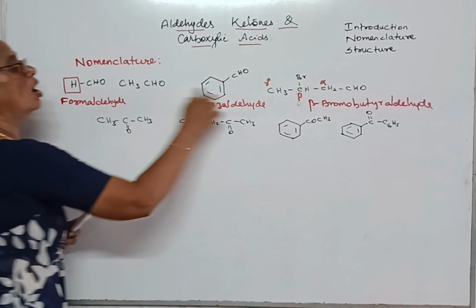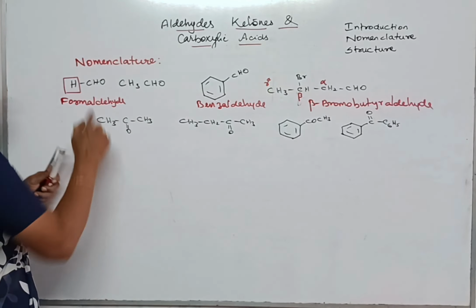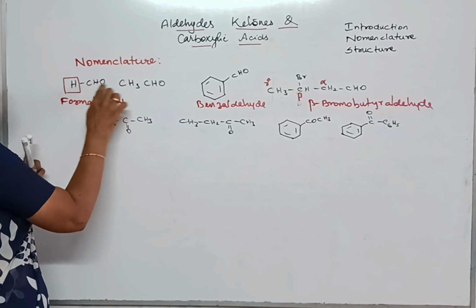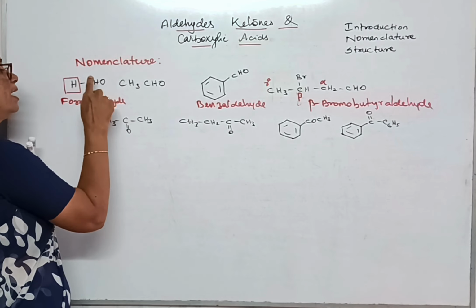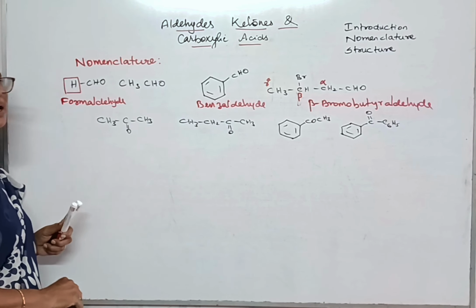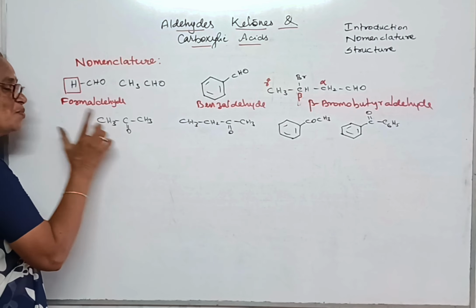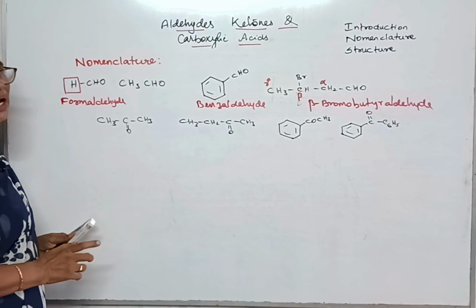Similarly, these are aldehydes. Now let's go with the ketones. See the aldehyde, formaldehyde, it has the aldehydic CHO. I have one more hydrogen in the aldehyde, and that hydrogen can be replaced by another alkyl group. So the first member of ketone should have at least 3 carbon atoms.